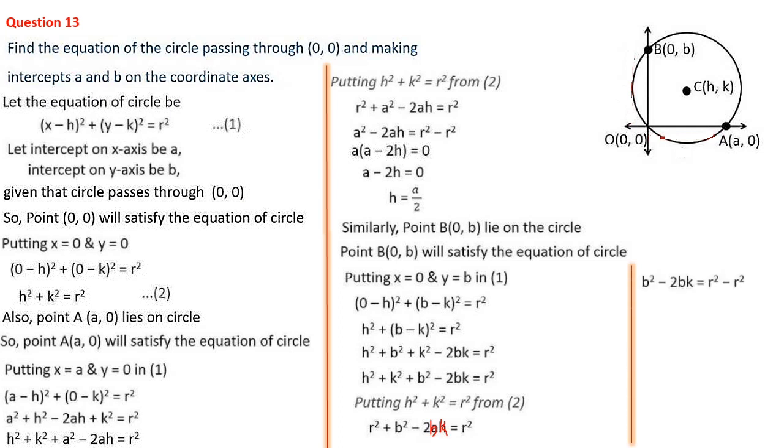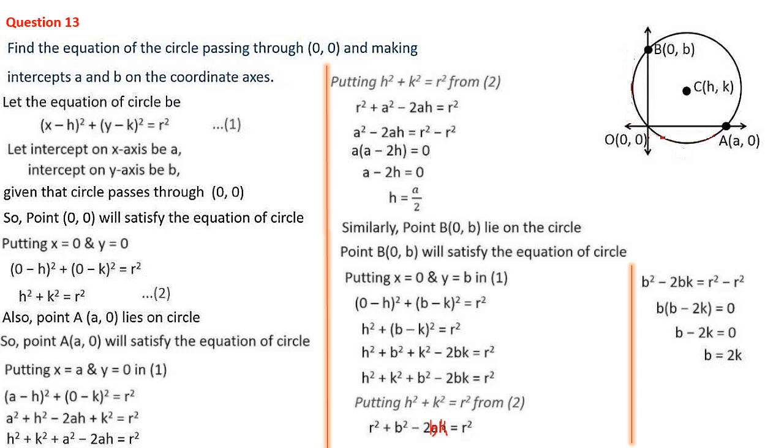Then here b square, then minus 2bk is equal to, this r square will move to the right side. That means r square minus r square. So as before, here we have taken a common. Now we can see here b is common. Take out b into b minus 2k is equal to r square minus r square is 0. As before, b we cannot equate with 0. If b is 0 means this point will change to 0 comma 0, origin. Not possible. So the only possibility is b minus 2k is equal to 0.